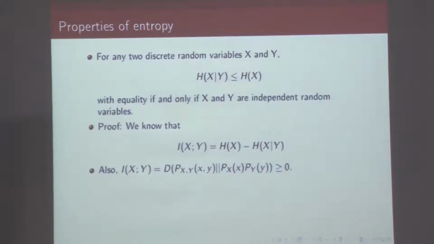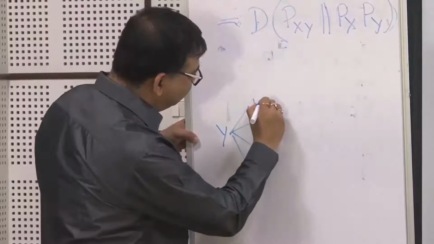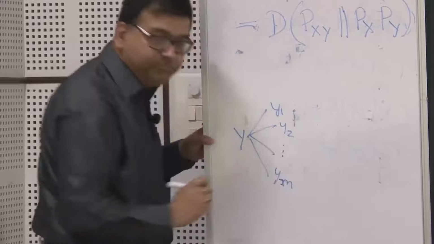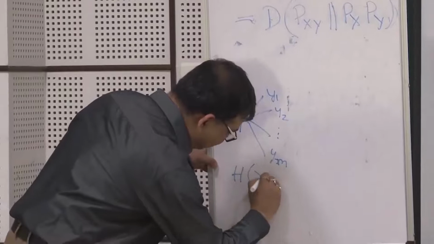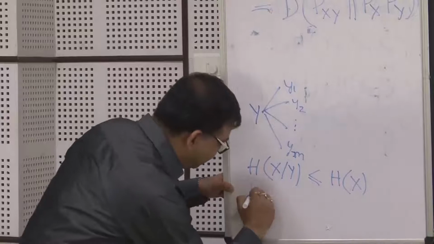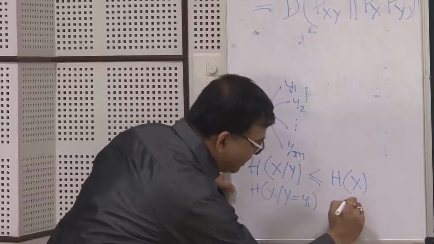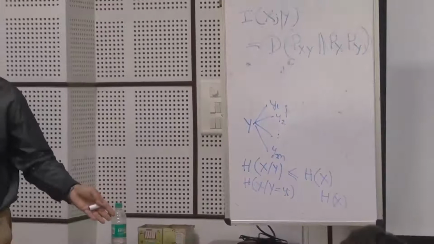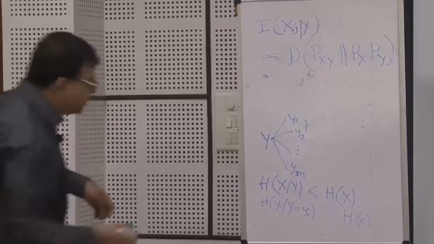Conditioning on a random variable cannot increase entropy. However, conditioning on a particular event can increase entropy. I was talking about a random variable Y, and Y takes values y1, y2, let's say up to ym. If I compute uncertainty in X given Y, that will be this. However, if I consider the uncertainty in X given Y equal to some yi and its relation with H of X, this can be greater and also less, it can happen. But conditioning on Y, this is less than or equal to.